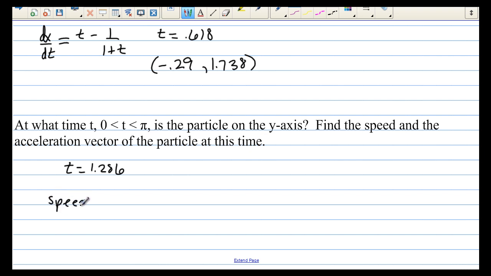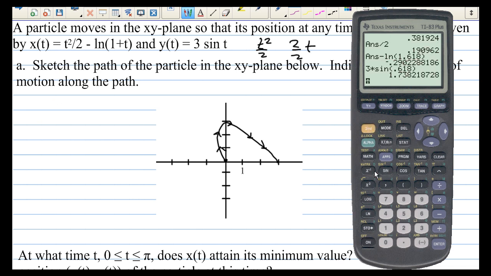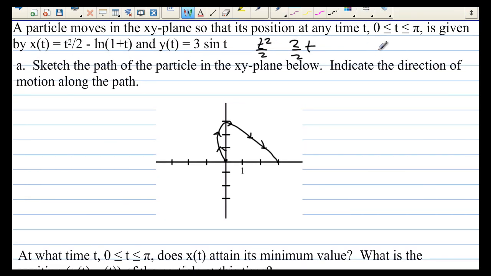Well, speed is the same as the magnitude of the vector, which is the square root of x of t squared plus y of t squared, and speed is a scalar. It is a value. So I need to plug 1.286 into the original functions and square them. To find the speed, I need that value that I had. It is 1.286. I'll make a note of that.